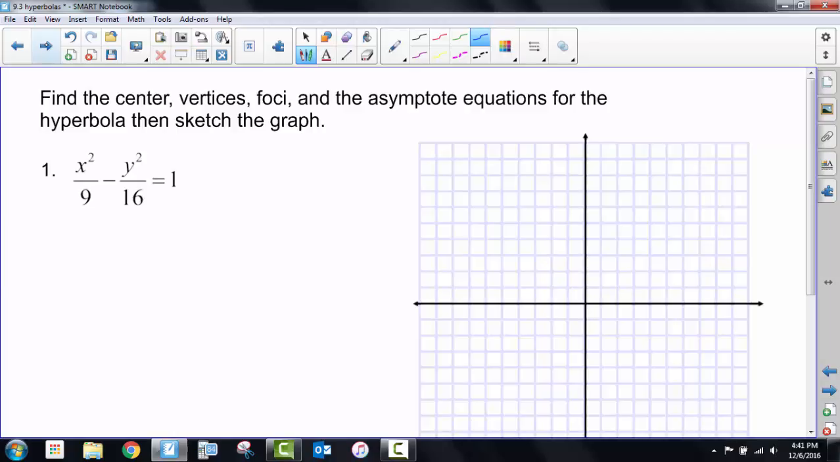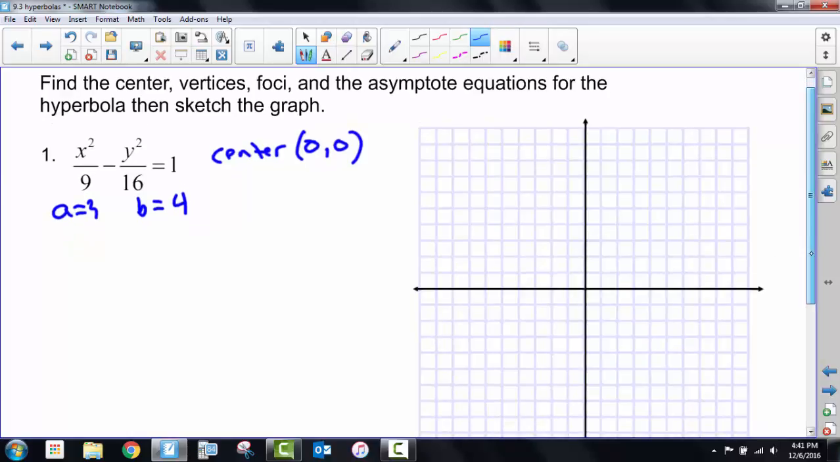Okay, so on number one, we need to find the center, the vertices, the foci, and the asymptote equations for the hyperbola, and then we'll sketch the graph. So the first thing I notice, in a similar fashion to what we had on ellipses, is we can pick out the center very quickly. We can see that there's no movement from the origin, so it's still at the origin. Also pretty quick to pick out would be the A and B values. Remember, A is always first, so a squared is 9. That means A is 3. B would be 4.